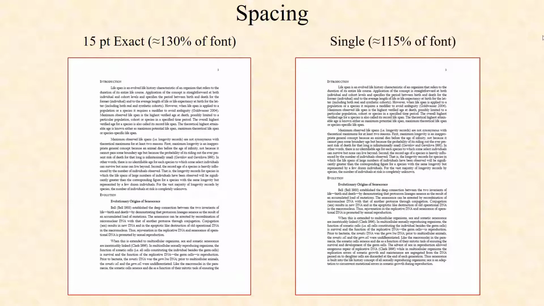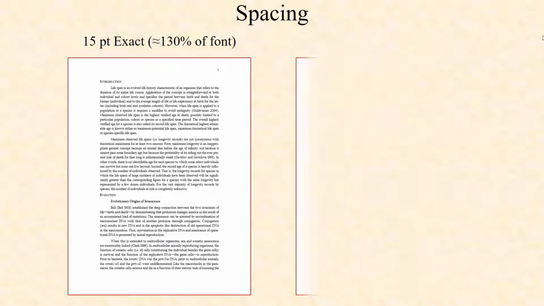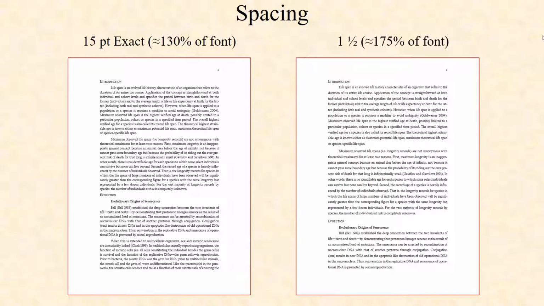Now, when we look at single space, which we could get from Word, look at how dense this is relative to the one on the left. It's just slightly too dense. It's 115% of the font size, and it just does not make as optimal spacing for reading as it does on the left there. Now let's look at 1.5. This is 175% of the font. It's a little bit too loose relative again to the one we use on the left.